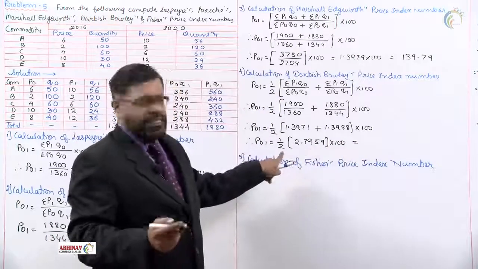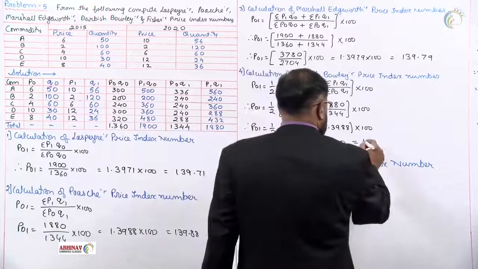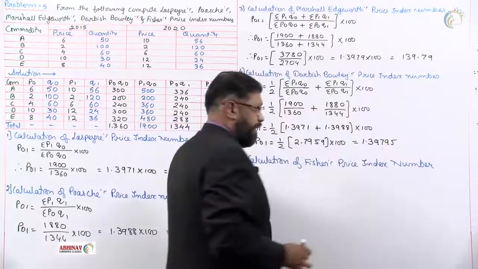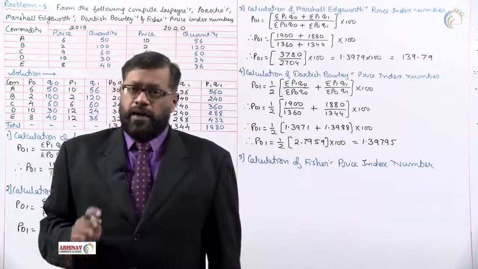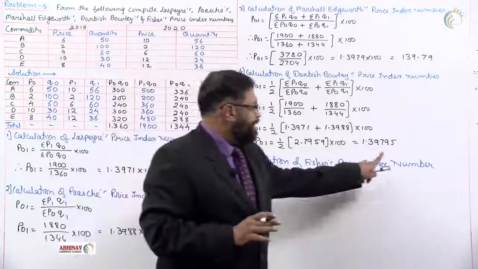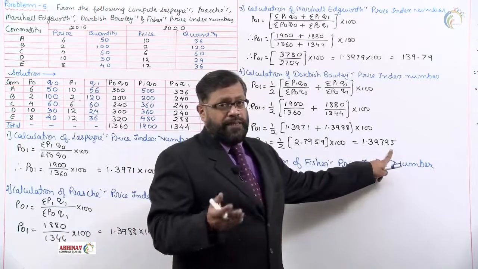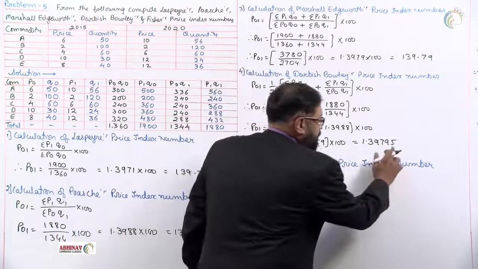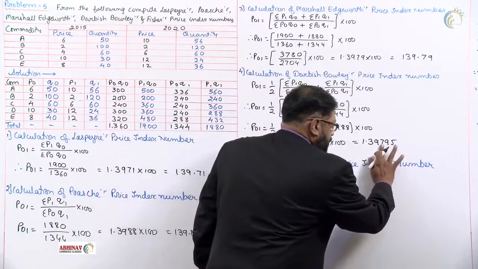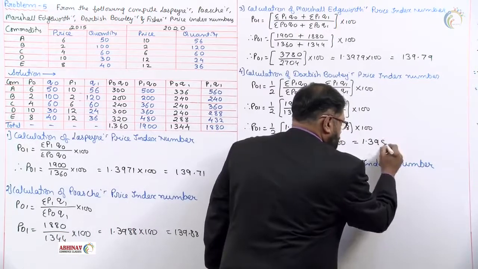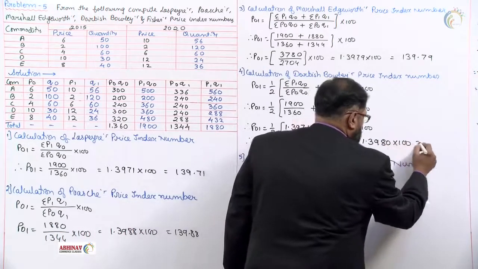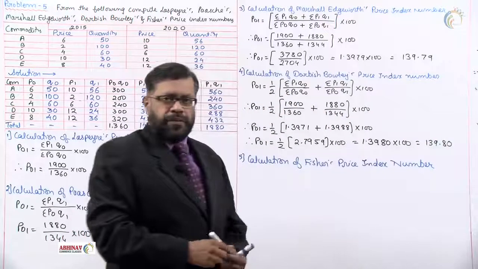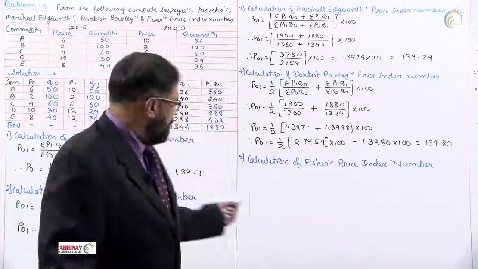The next step. This into half, that is divide by 2. When you divide that by 2, what we get is 1.39795. After the decimal we want 4 digits. So when we exclude 5, we should increase the previous number by 1. So when you take out 5, 79 becomes 80. So the answer we'll take is 1.3980 into 100, nothing but 139.80.